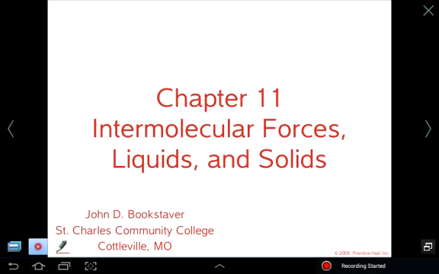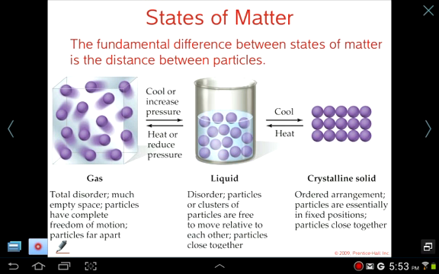Chapter 11, Lesson 1. In this chapter we'll focus on something called intermolecular forces, and we'll take a look in turn at liquids and solids and how these forces affect liquids and solids. So a quick review of the three states of matter. The fundamental difference between the three essentially is the distance between the particles.